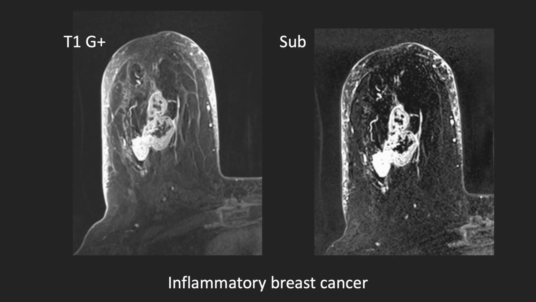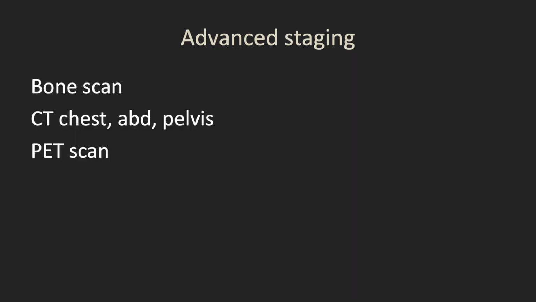And just by contrast with that, another patient who has inflammatory breast cancer. In this case, again, you can see this very thick skin. There's an obvious large mass within the breast. And in this case, there is enhancement of the skin as well as skin thickening, as is typical for inflammatory breast cancer on MRI. What about advanced staging with bone scans, CT scans, or PET scans?